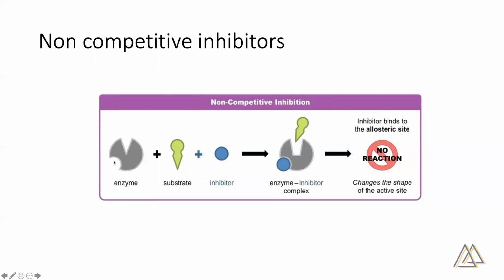So this phenomenon in which we bind a small molecule into one domain of the protein to change the shape at another domain, that phenomenon is called allostery, and that's why this is called the allosteric site.